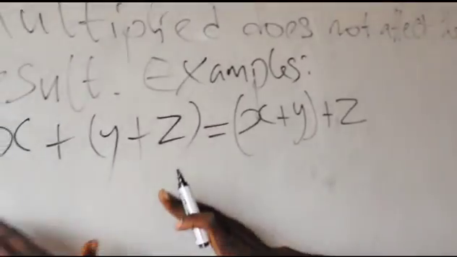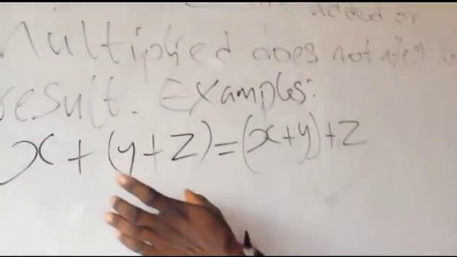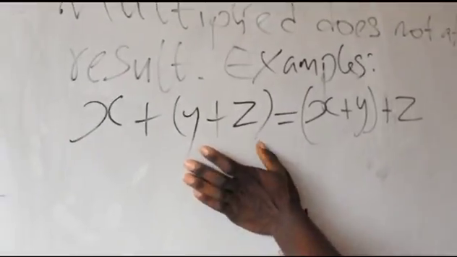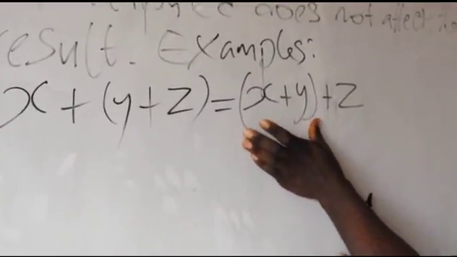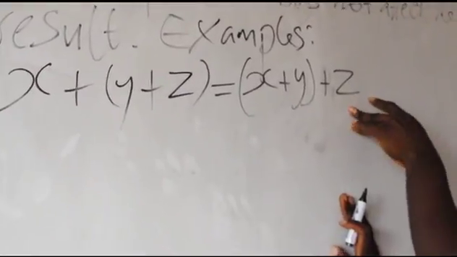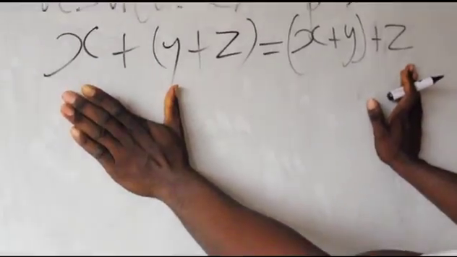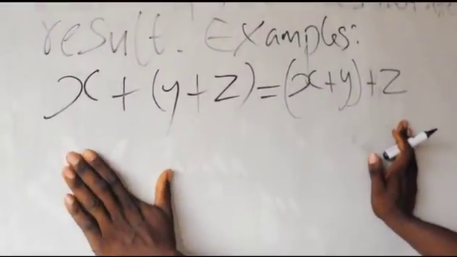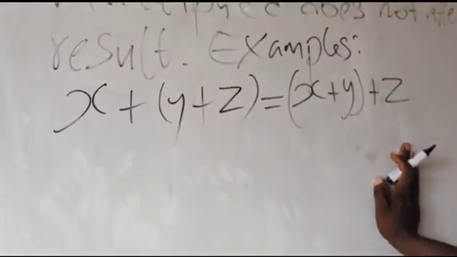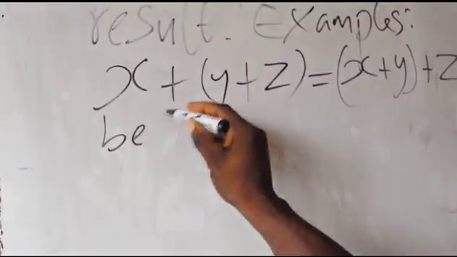So if you look here, you notice that x is outside the bracket, while y and z are inside the bracket. Here, x and y are inside the bracket, while z is outside. So the order of the arrangement does not affect the result. That's what they are telling us in associative. So let's look at it.